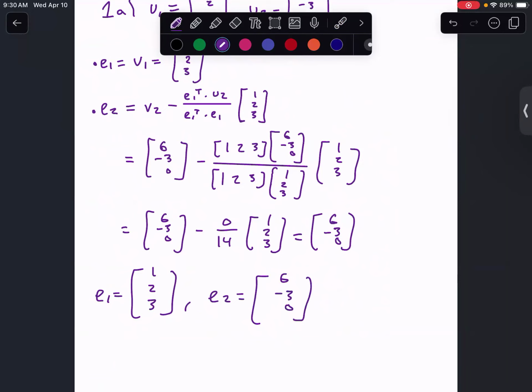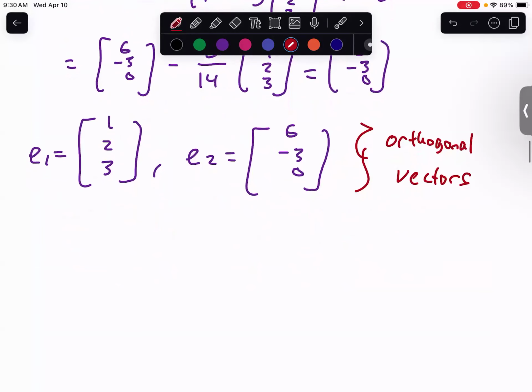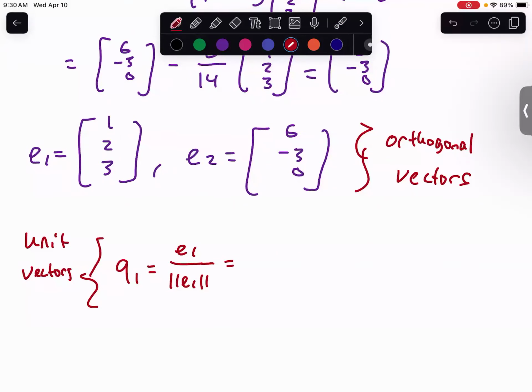So once you have this collection of orthogonal vectors, what you want to do afterwards is create a new list of vectors, which are just these two vectors divided by their length, right? So we're going to define unit vectors. To get a unit vector, we define Q1, which is equal to E1 over the length of E1, right? So this is going to be 1 over the length of E1 times 1, 2, 3.